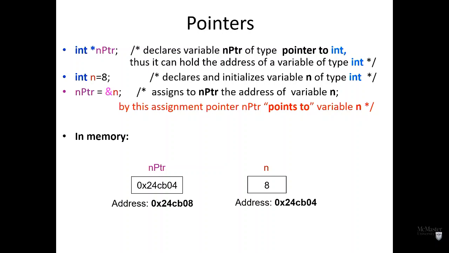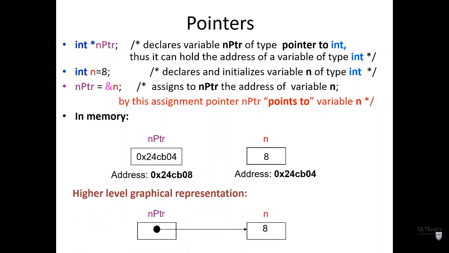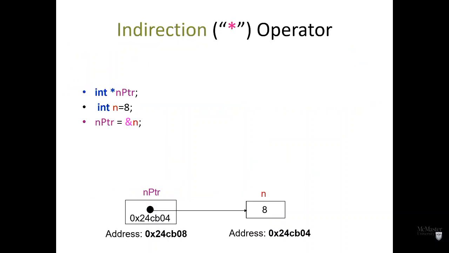It's getting more and more confusing. Yeah? So let's see some more examples. If you want to imagine this, by assigning the address of n to n pointer, I'm saying the value here is actually pointing to this memory location, right? Good. So this is what we have done.